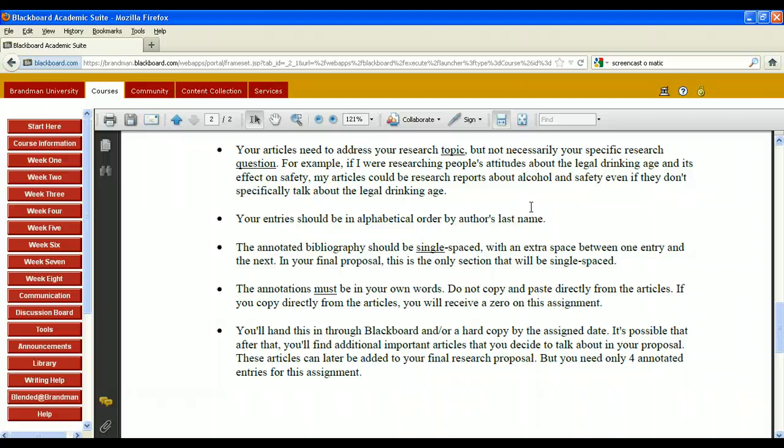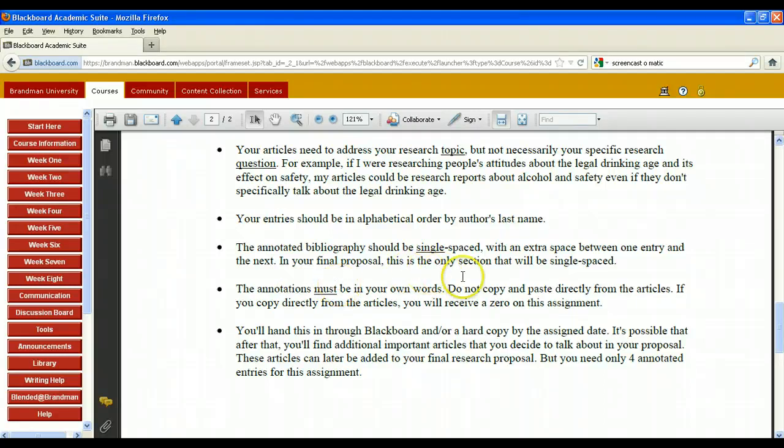So think broadly when you're looking for articles, because no one article is going to answer your research question exactly. If it did, then there would be little point in your doing your research. Your entries should be in alphabetical order by author's last name, and the annotated bibliography should be single-spaced. So each 1 to 2 paragraph summary should be single-spaced with an extra space between one entry and the next. So double space between your entries, but single space within each entry.